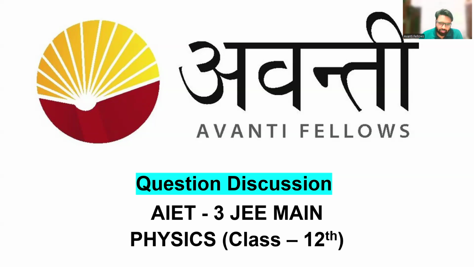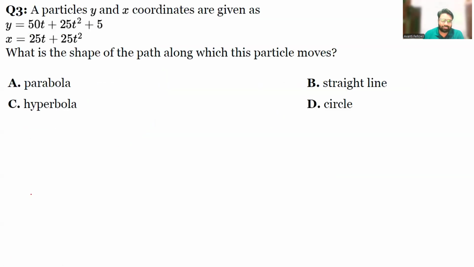So here is the first question on your screen. A particle's y and x coordinates are given as y equals 50t plus 25t square plus 5, and x equals 25t plus 25t square. Some quadratic equations of time in y and x are given. So what is the shape of the path along which this particle moves?